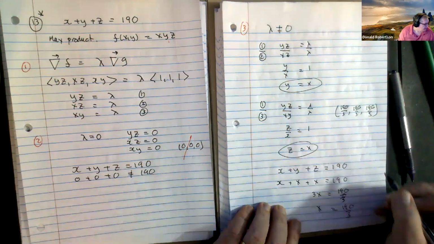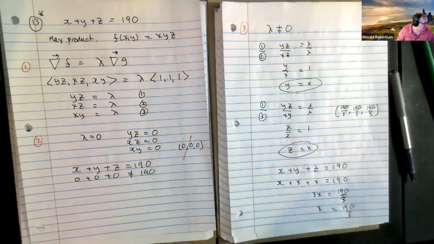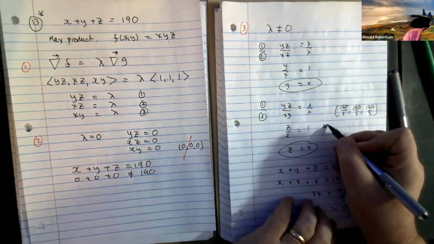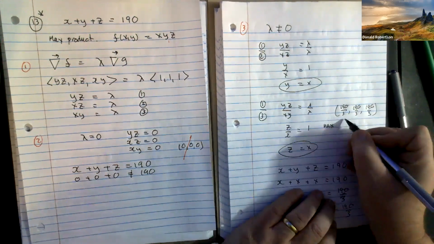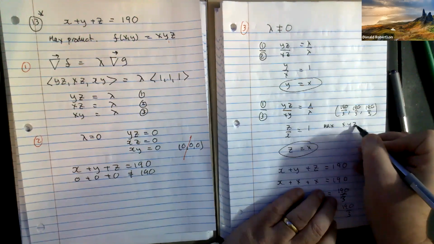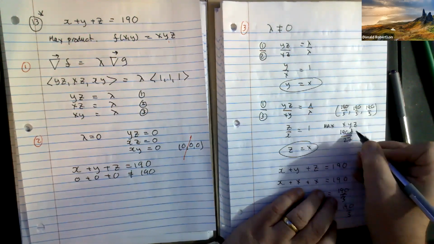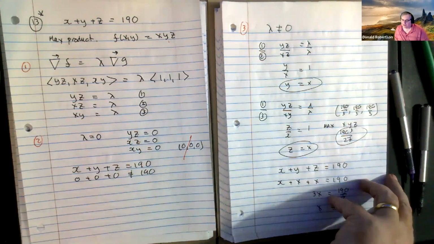of that guy. Now, the question asks us to write down these guys, right? X, y, and z. But if it asked, what is that maximum value? Wouldn't you just do x times y times z? In which case, what would you get? 190 cubed over 27, and tidy it up the best way you can.